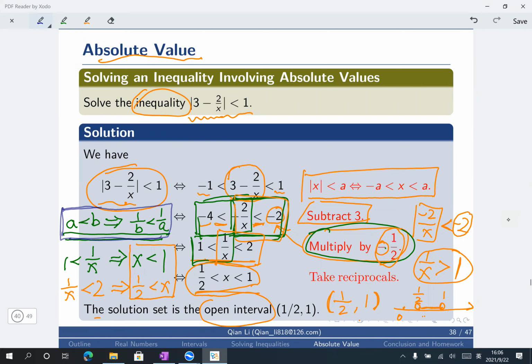We used this property: if A is smaller than B, then we will get 1/B is smaller than 1/A, right? For example, 3 is smaller than 4, right? And from this we will get 1/4 is smaller than 1/3. Yes, right. So if 1 is smaller than 1/x, then we will get x is smaller than 1.